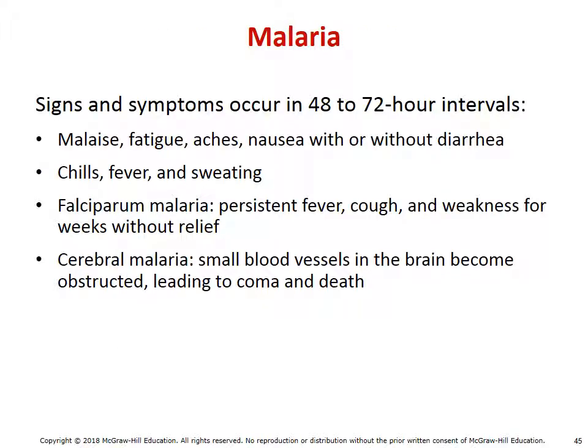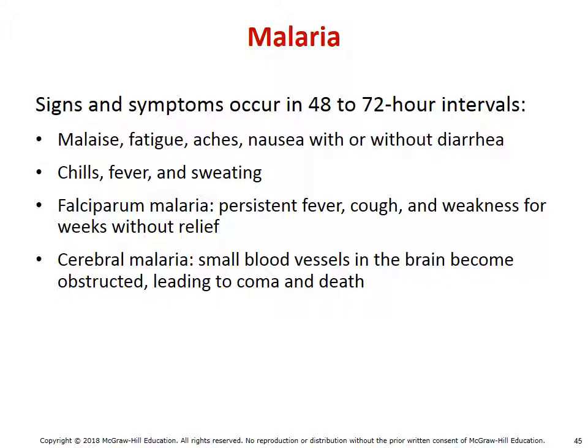So let's move on to malaria, which is actually a pretty big topic. Malaria is going to be kind of a cyclic disease that has symptoms ranging between 48 to 72 hour intervals. The idea is you're going to have a generalized malaise, fatigue, aches, and nausea with or without diarrhea. We also see things like fever, chills, and sweating. What happens is a protozoan is going to infect things like the circulatory system, and as a result, again, we see those symptoms being systemic.